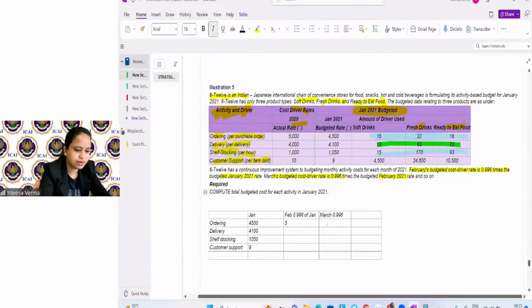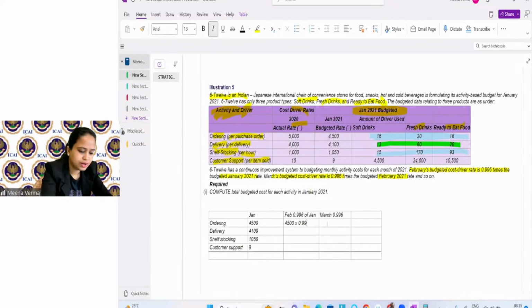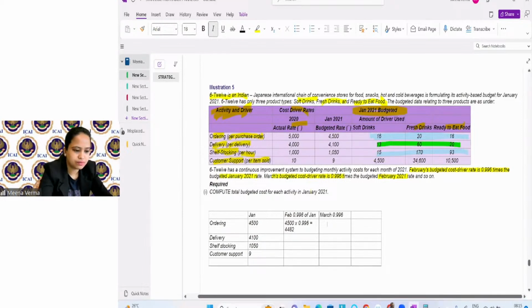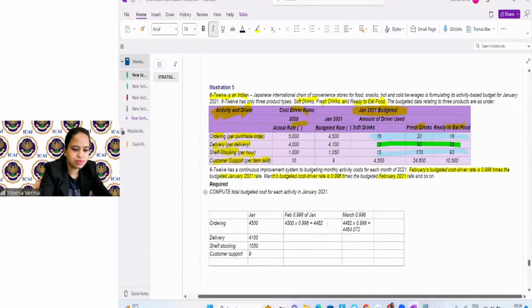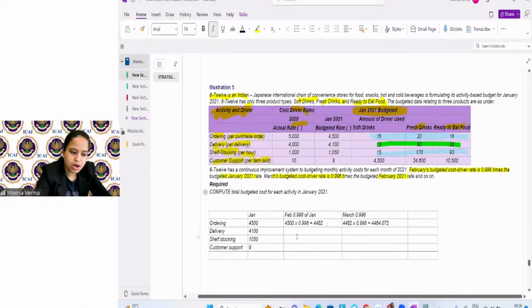So 4500 into 0.996 is equals to what? This one. Okay. Then for the month of March, it will be what? 4482 into 0.996. This will be what? This value, that's it. So you will get the value of ordering cost for the month of March.